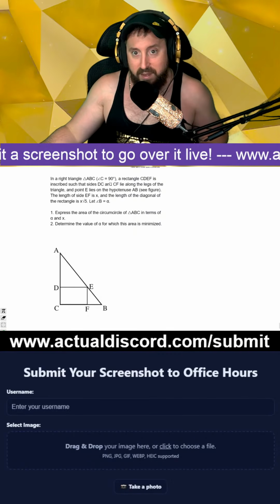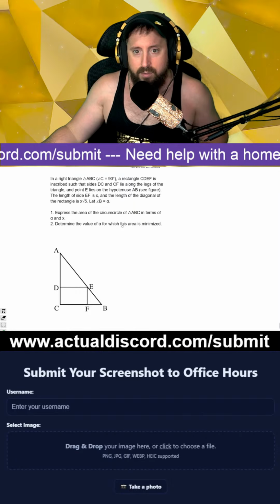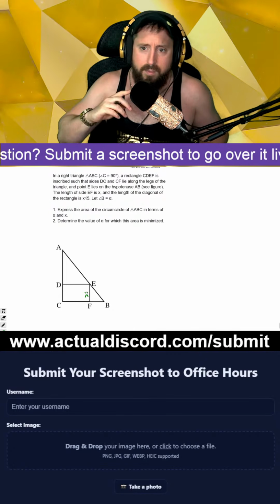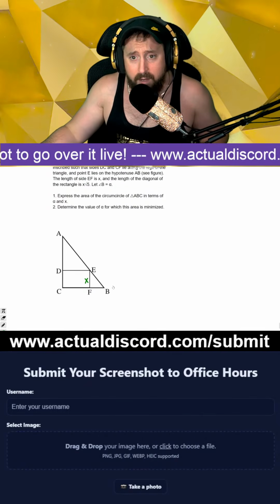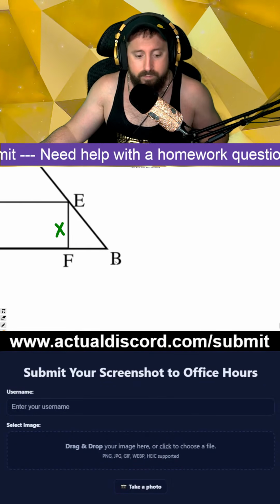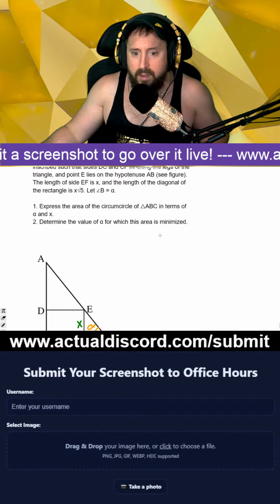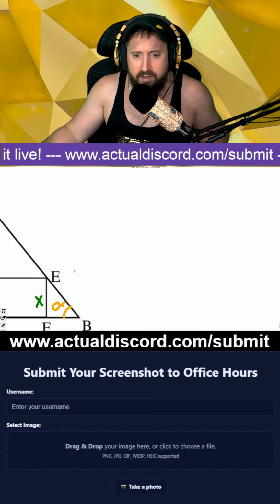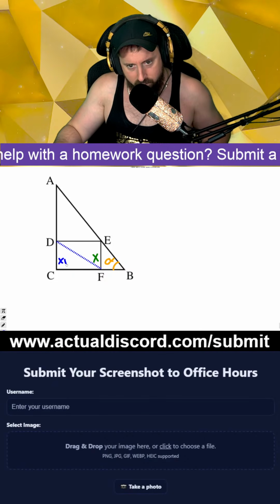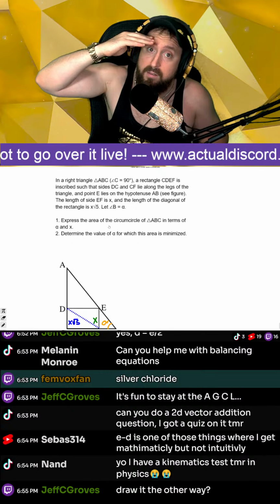All right, let's see. This is Becky. Becky says, in a right triangle, CDEF is inscribed such that DC and CF lie along the legs. Okay, E is on the hypotenuse. The length of side EF is X. So this side is X, yeah? And the length of the diagonal of the rectangle is X square root of 5. And let angle B be equal to alpha. Okay, so let's call this alpha. Or let me use different colors, sorry. So this right here is going to be equal to alpha. And then the diagonal of the rectangle is X square root of 5. So then we know this is equal to X square root of 5. Express the area of the circumcircle of ABC in terms of alpha and X.